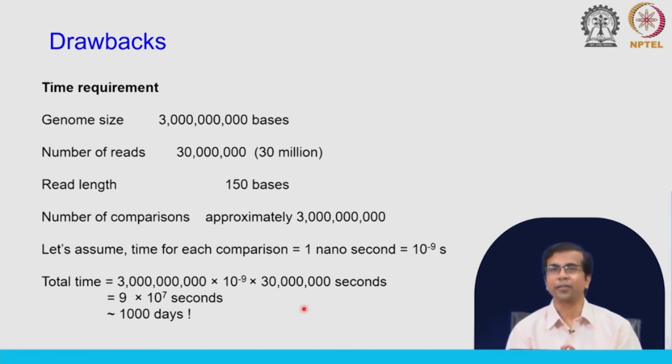So you can do the sequencing experiments within a week or 2 weeks, and then the mapping takes 3 years. That is not a good process. This means this will not work. This is something we cannot utilize for mapping NGS data.